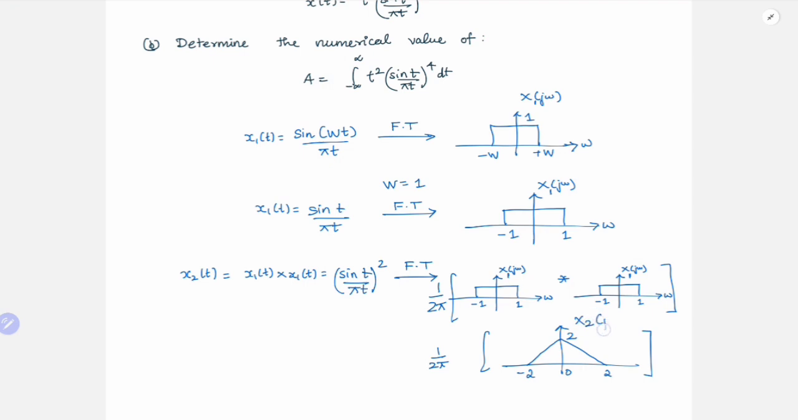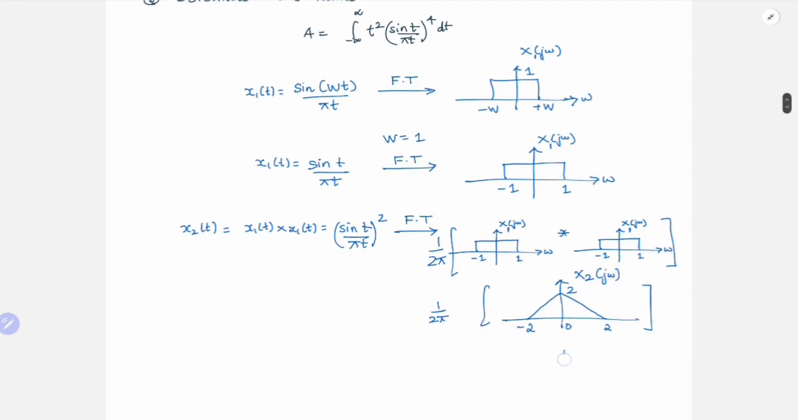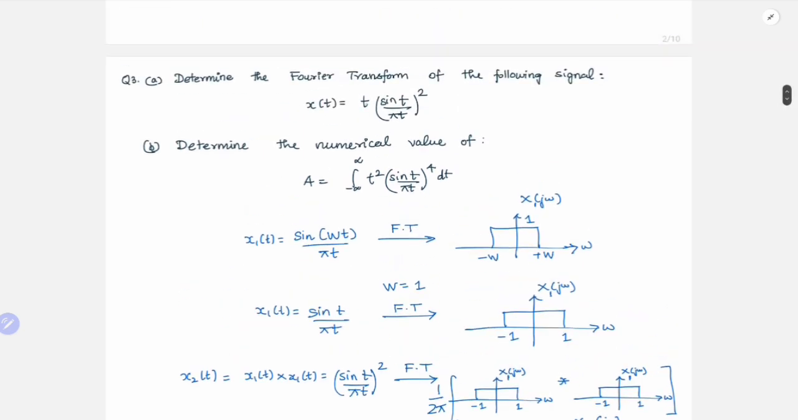So this is the signal x2 of t, and this is x2 of j omega. This is going to be 2 by 2 pi. This is 1 by pi. That's all. Now what about this t?